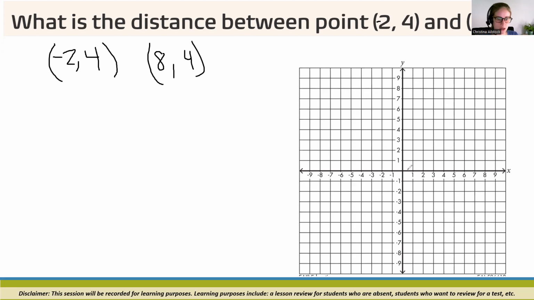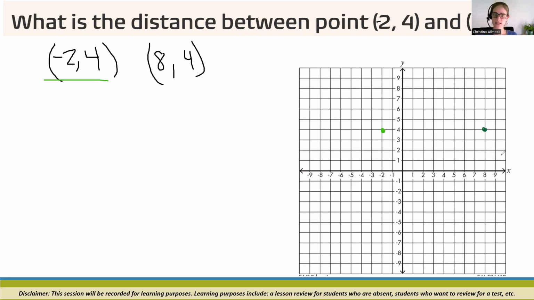Our first point, we'd start at the origin and it's -2. So we'd go left 2 on the X, up 4 on the Y. That's our first point there. Now for our second one, it's at 8, 4. So we would go over 8 on our X, up 4 on our Y, and there they are.